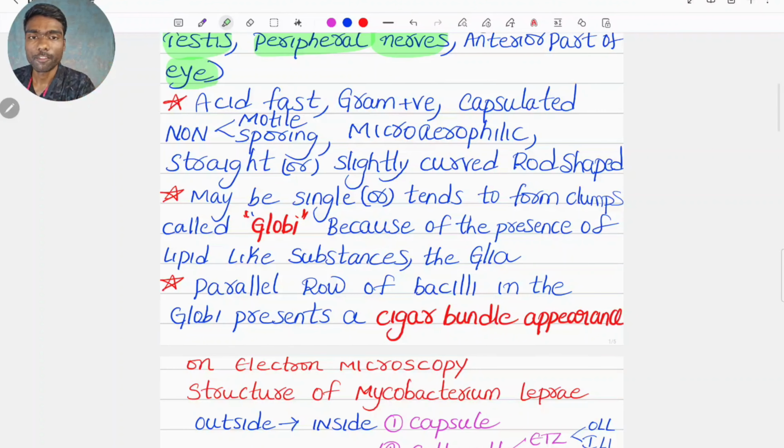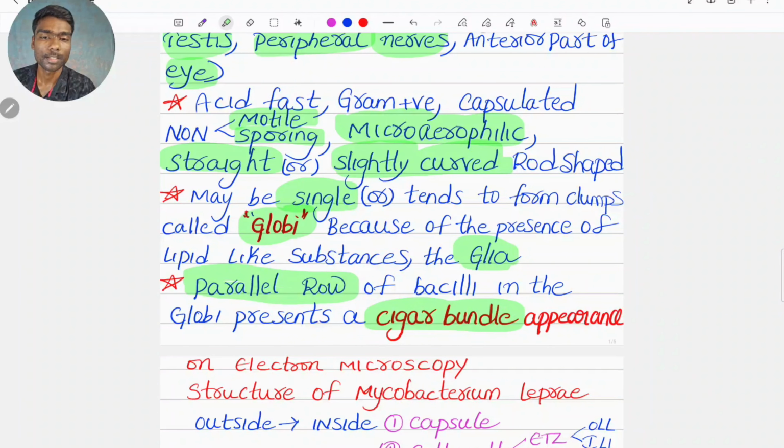It is an acid-fast, gram-positive, capsulated, non-motile and non-sporing organism, microaerophilic, with the shape of a straight rod or slightly curved rod. It may be present as single or it tends to form clumps called globi because of the presence of lipid-like substances known as glia. In globi, if they are arranged in parallel rows, it gives an appearance of a cigar bundle.